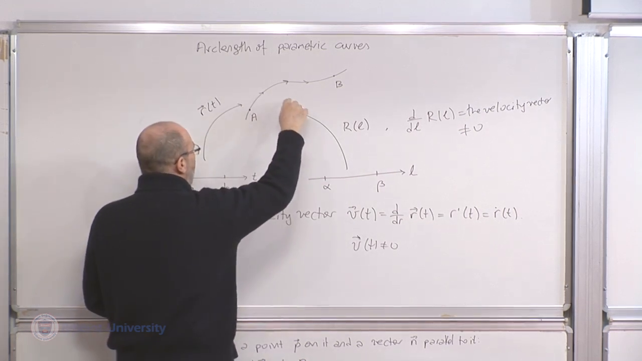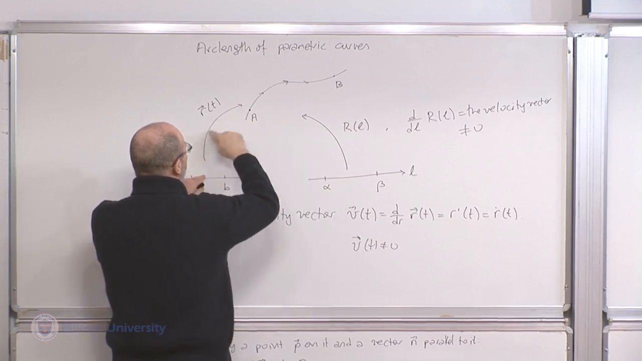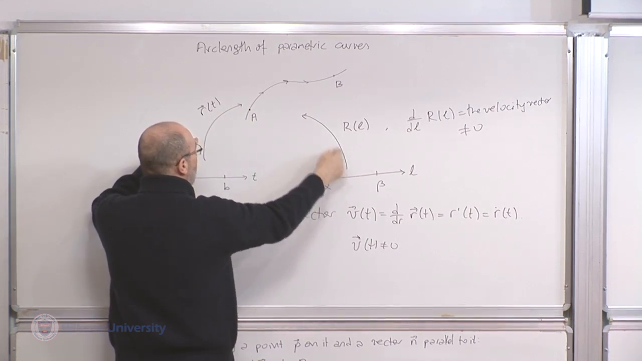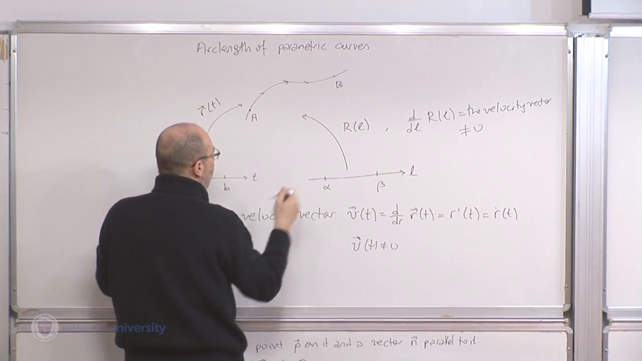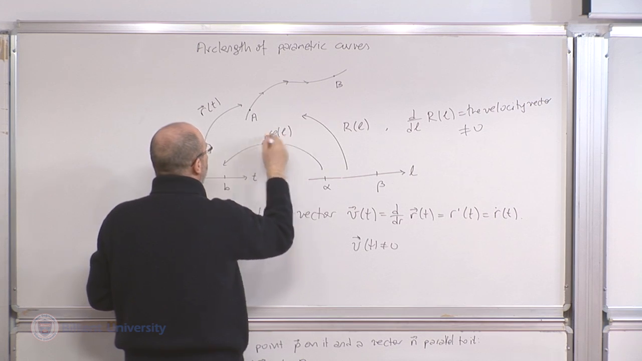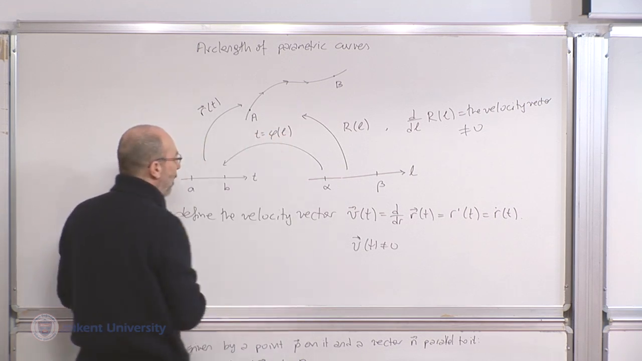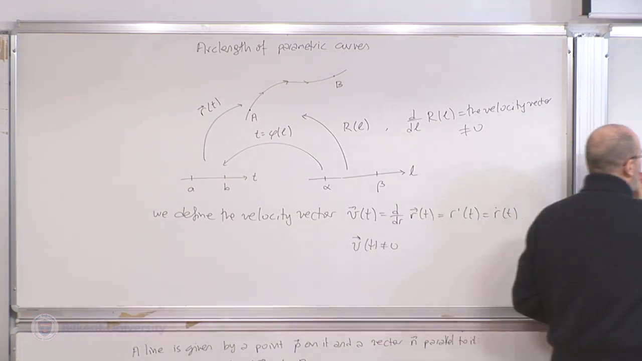Now it means that suppose I'm using this inverse here. I take a point here, I go here, I use the inverse of it, it comes here. So I have a function from here to here, say phi of L. t equals phi of L. Under these conditions, this phi is invertible.